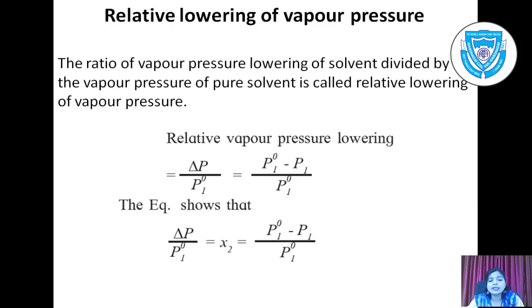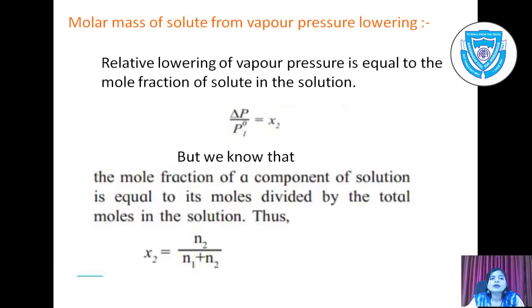So therefore we have ΔP divided by P₁⁰ equal to x₂, which is equal to (P₁⁰ − P₁) divided by P₁⁰. Now, molar mass of solute from vapor pressure lowering. Relative lowering of vapor pressure is equal to the mole fraction of solute in the solution. That is, we already know ΔP divided by P₁⁰ is equal to x₂.